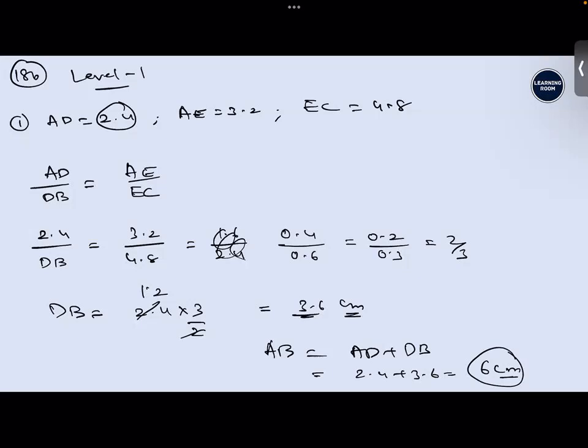So I think these problems will be simple only. Can we have some timer and then solve them? Can we give 1 minute for each problem? Yeah. So do it. DE is parallel to BC so that AD is 7x minus 4, AE is 5x minus 2, DB is 3x plus 4, EC is 3x. The value of x is? Application of which chapter?